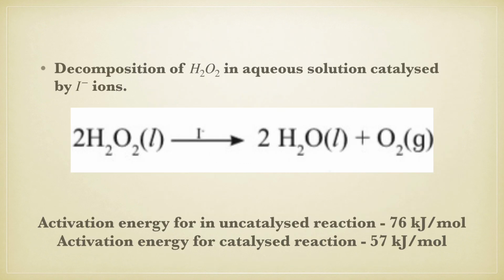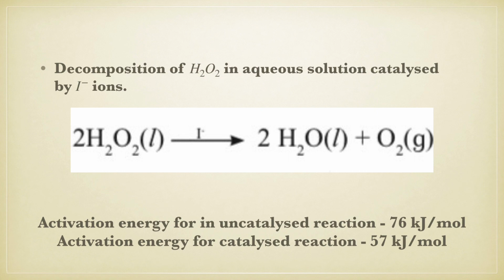Now we'll see one more example, that is the decomposition of hydrogen peroxide in aqueous solution catalyzed by iodide ions. What is hydrogen peroxide? Hydrogen peroxide is H2O2. When H2O2 is decomposed, it will give me water and oxygen in the presence of iodide ions. When this reaction is taken at room temperature, the rate of the reaction is much slower in the absence of a catalyst. That is because the activation energy at that time is 76 kilojoule per mole.